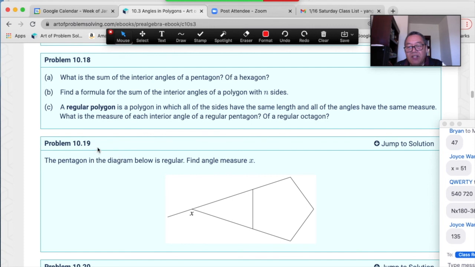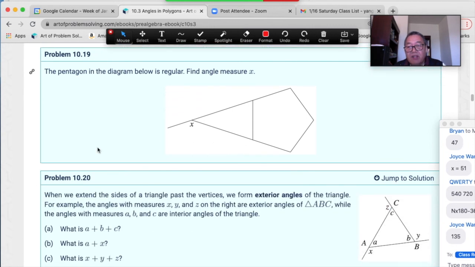Now 19. This one, they give you a pentagon. The pentagon in the diagram below is regular, see, this one is regular. Then they ask you what is the measure of this angle. They ask you what x equals. Okay, can everybody do that?